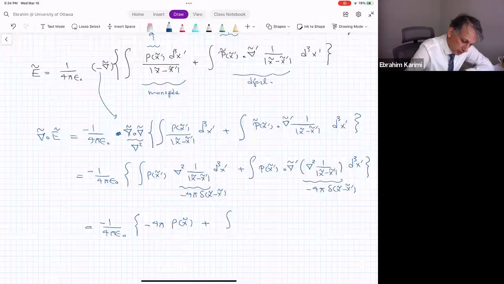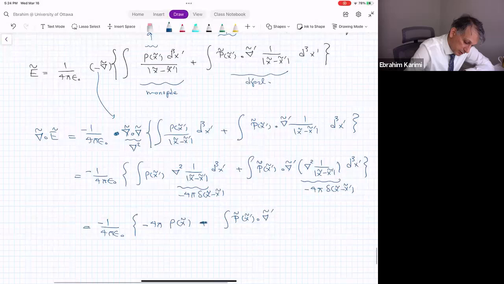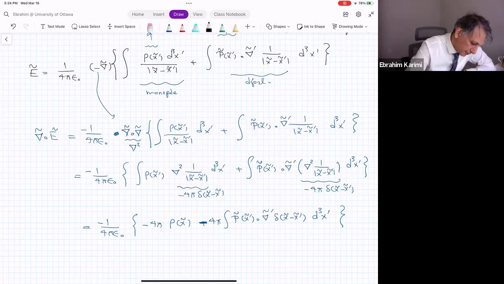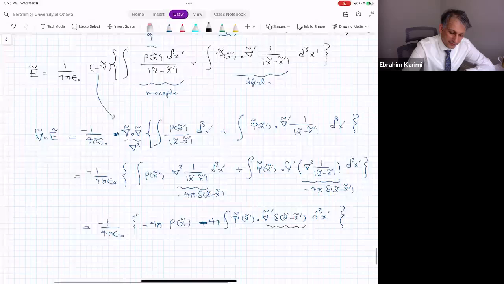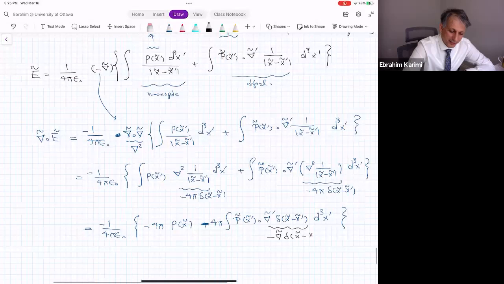What about the second one? It will be the integral of P, which is the polarization of x prime, dot nabla prime. The 4 pi goes away, it will be minus 4 pi here, of delta of x minus x prime, d3 of x prime. What is this quantity, guys? Can I do this? That is minus gradient of delta of x minus x prime, because that is perfectly symmetric, or anti-symmetric with that. Do you agree?